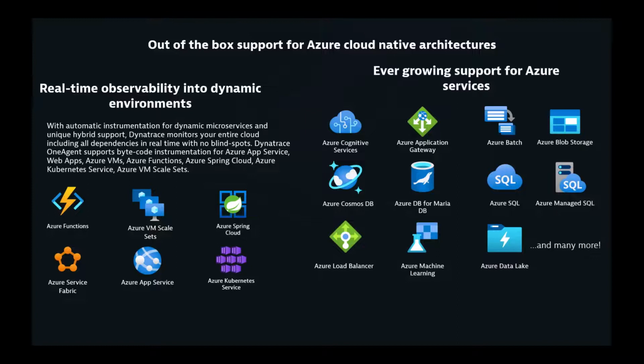Dynatrace supports many of the out-of-the-box Azure cloud native services. For example, we have full stack support with our OneAgent when you deploy it through Azure Resource Manager templates or site extensions on Azure VMs or VM scale sets. We also have extensive support for container and Kubernetes, from Azure Kubernetes Service, also known as AKS, to Azure Service Fabric. You can get deep code level insights through our OneAgent for Azure Functions or Azure App Services.